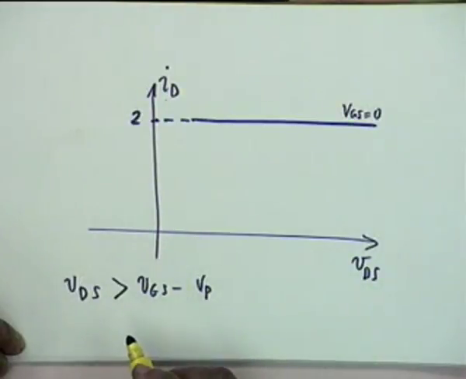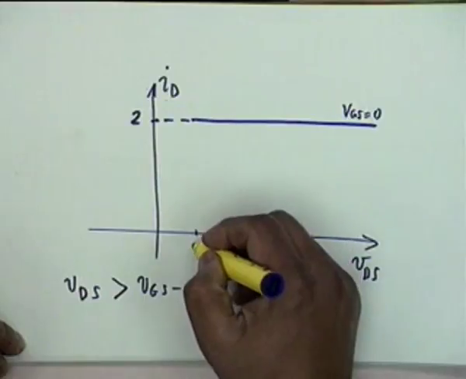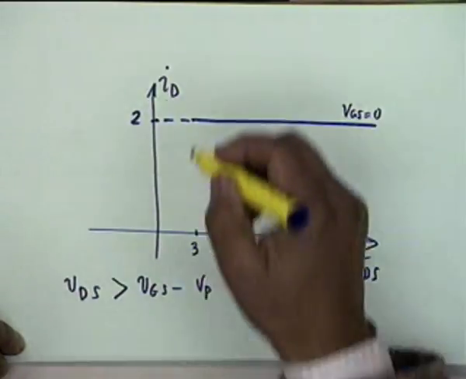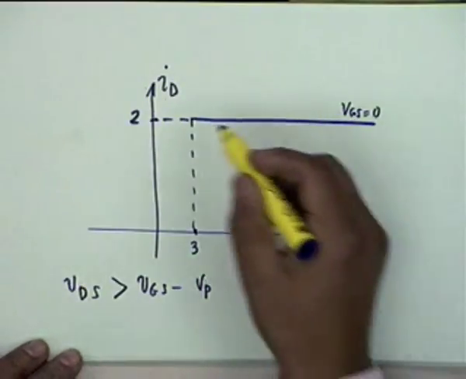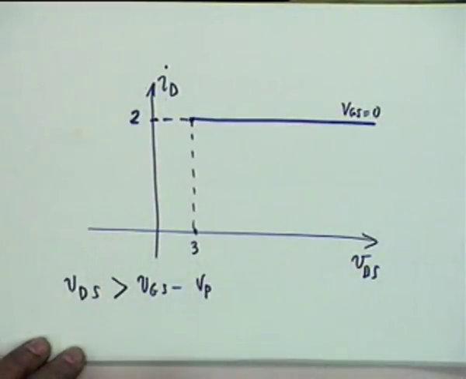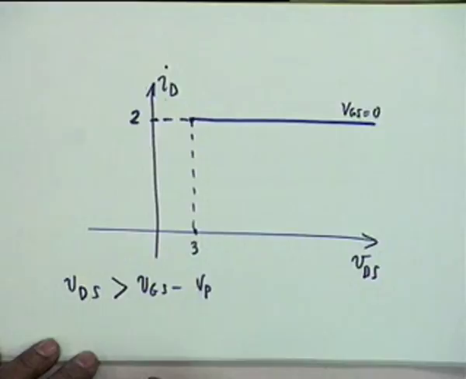So VDS must be greater than or equal to 3. So on this line you find the point at which the voltage is 3 and draw a vertical line. So the saturation will start here, alright. Saturation will start here. This part of the characteristic we shall have to draw ourselves. We will see how to draw this.